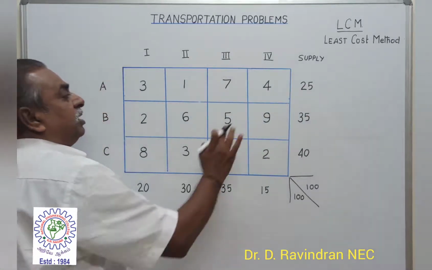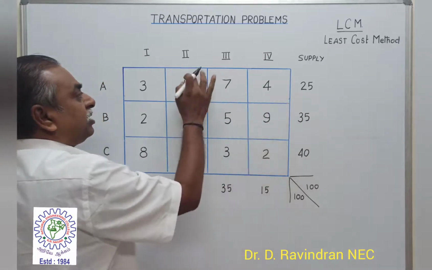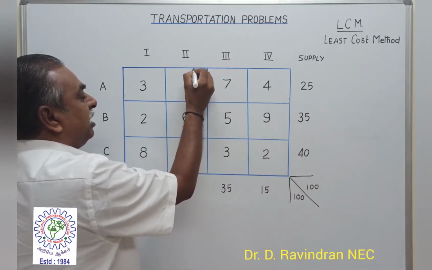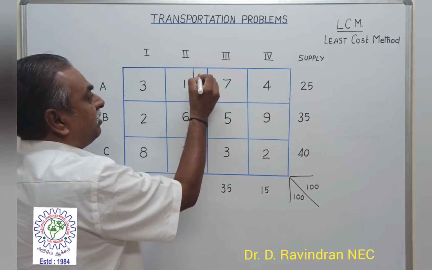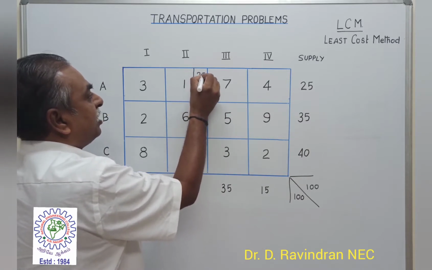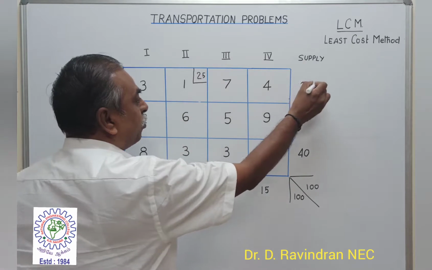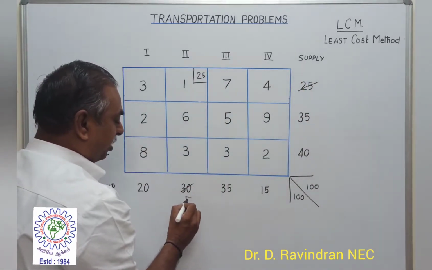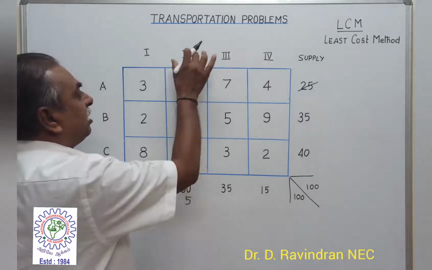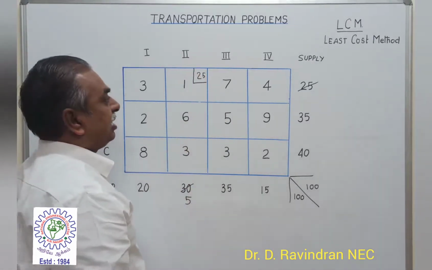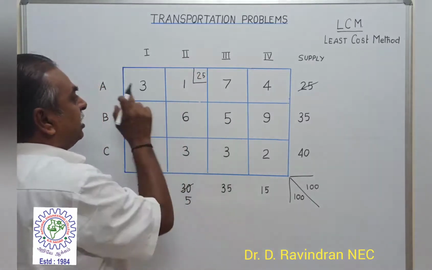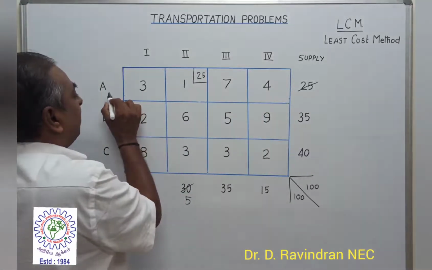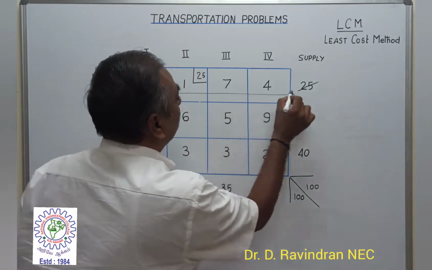Here we can allocate the minimum value so that the demand and supply will be met. Actually here we can allocate 25 units, since 25 is the minimum. So the supply is completely exhausted. The balance of 5 units is required by the second center. Now since the supply is satisfied, we can strike out this row.